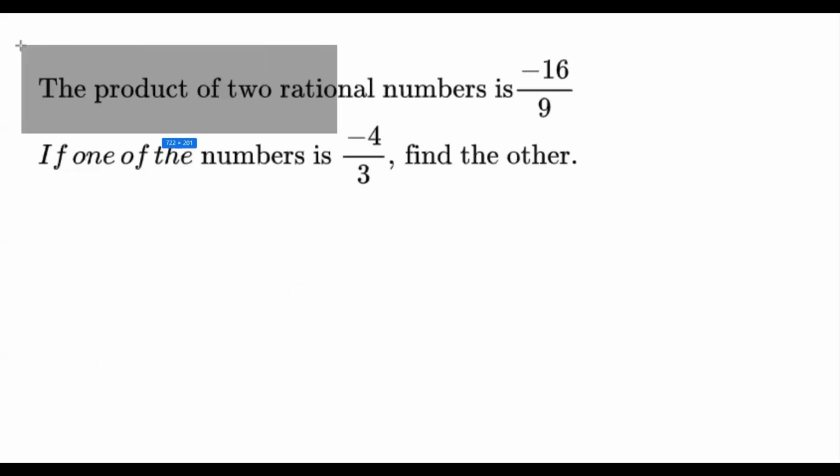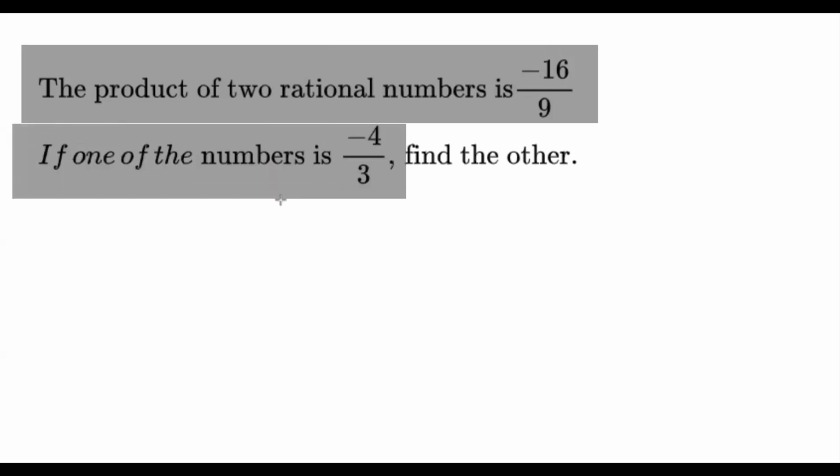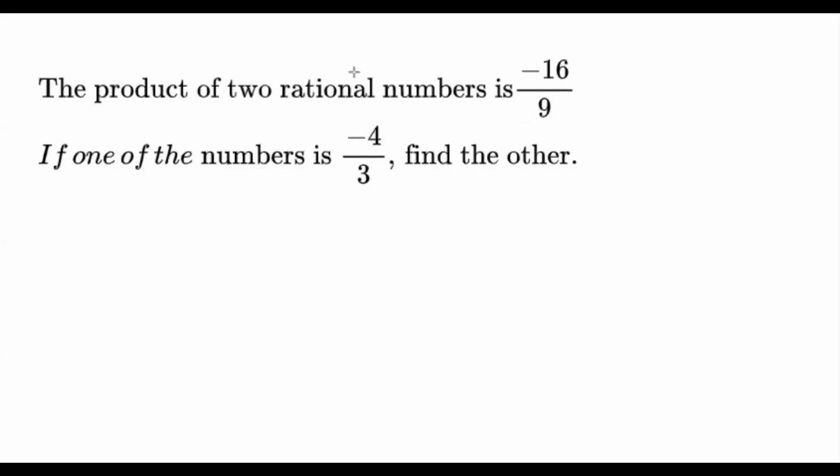The question here is: the product of two rational numbers is this, and if one rational number is minus 4 over 3, find the other. So we know the first number is negative 4 over 3, and I'm going to take the other number as, say, x, so that their product is negative 16 over 9. Now, in order to determine the value of this variable x, we need to isolate it.